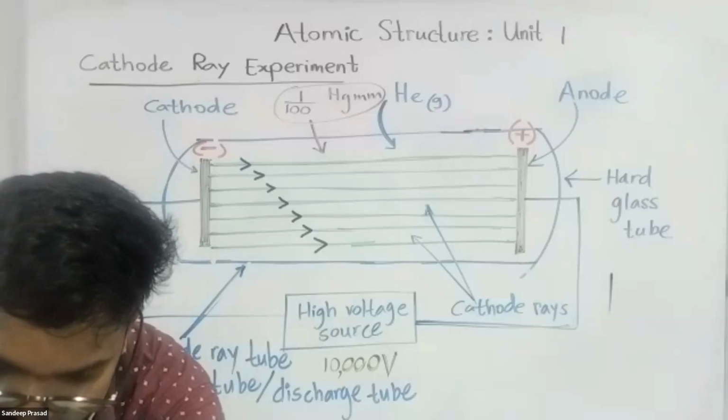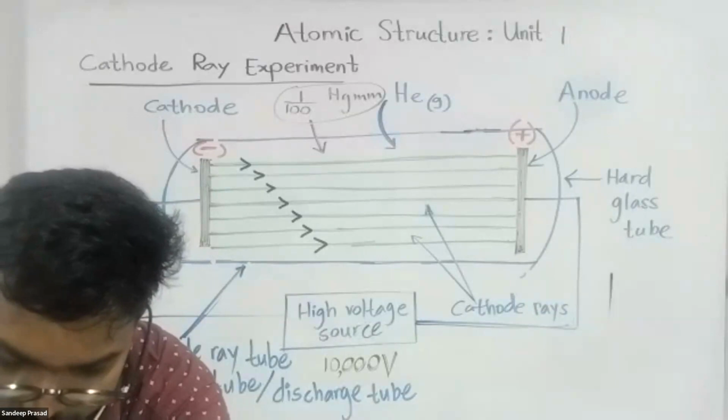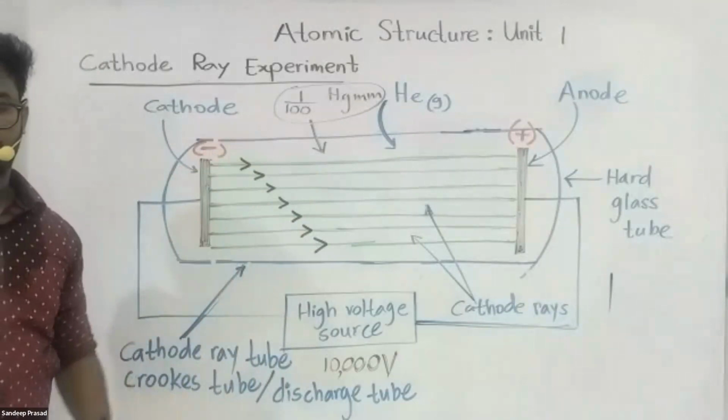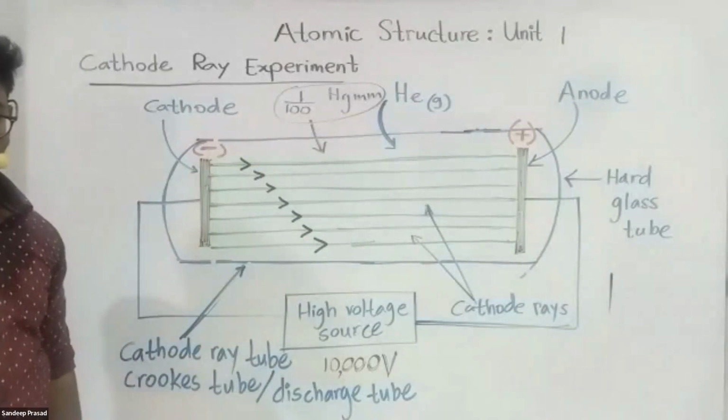What is the conclusion of this experiment? We are going to discuss the conclusion after observing the experiments done on cathode rays by J.J. Thomson. Then later I will tell you the conclusion. The final conclusion is that these are electrons. This is the discovery of electrons. This cathode ray experiment was actually conducted in order to find the electron.